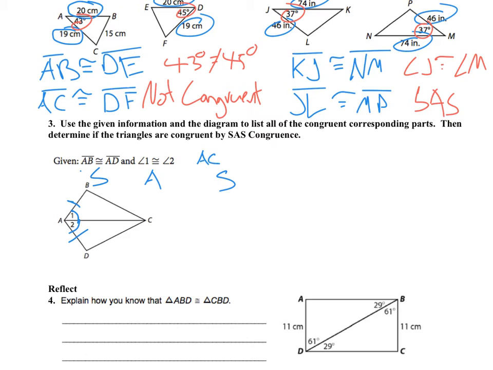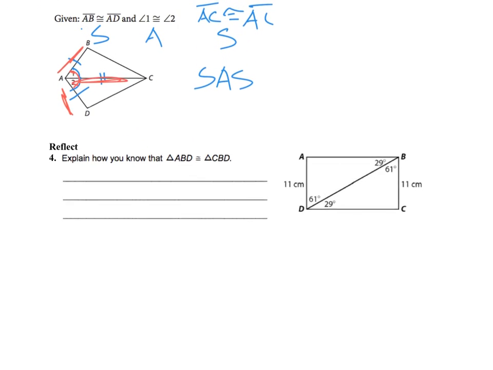This is an important one to start identifying. We have AC is congruent to AC. So we got to look for those shared sides. AC better be congruent to AC because it's the same distance, same side. Okay, so we look for those. So then we would say, yes, this is congruent by side, angle, side in this case. All right, because as we look at it, there's our side, there's our angle, and then there's our side. All right, good.